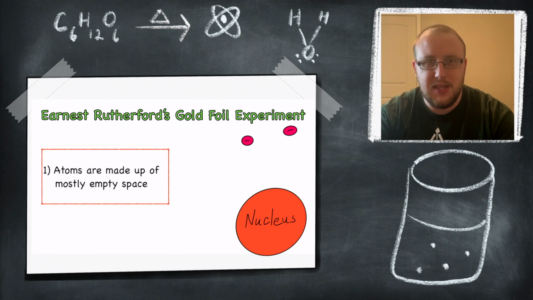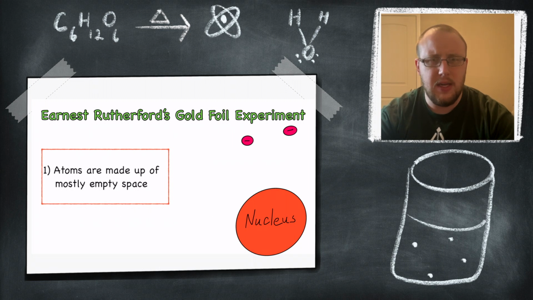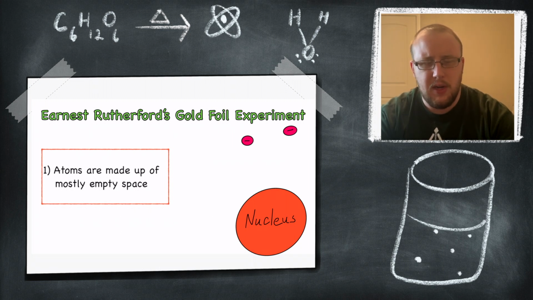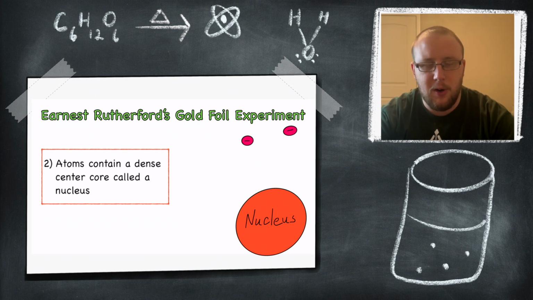His first assumption was that an atom is mostly made up of empty space. What made him think that? Well, whenever he was shooting that gold foil with the alpha particles, a majority of those alpha particles passed straight through. So they didn't veer off in any weird direction. They didn't bounce off anywhere. They just went straight through. So they must not have come in contact with anything. His second assumption was that these alpha particles, if they are bouncing off in some odd directions, they must be hitting something bigger than themselves.